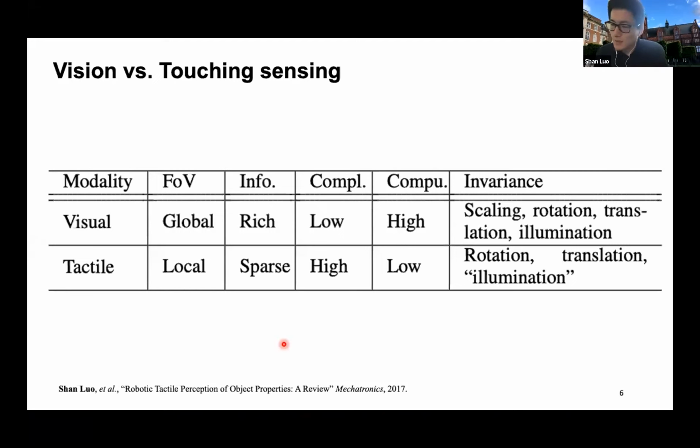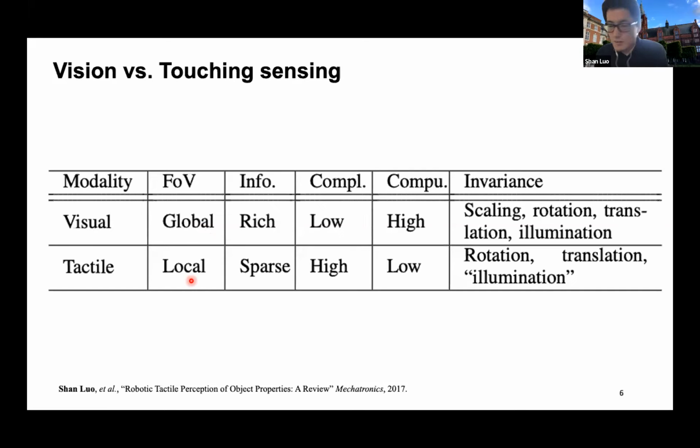For vision, usually we have a large field of view. We can have a global view of the environment. But for tactile, we usually focus on one part of the environment, for example, the place in contact with the robot. So that is local. In this sense, we have very rich information from vision, but for touch, we have very sparse information from this context.